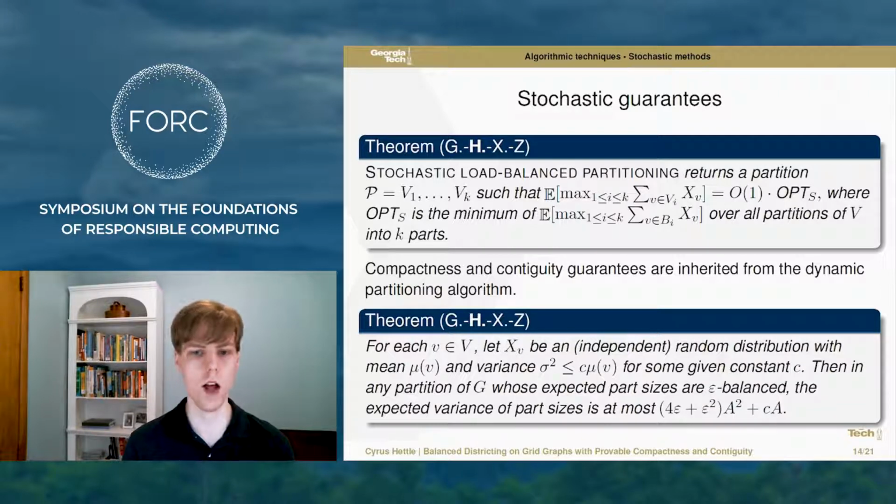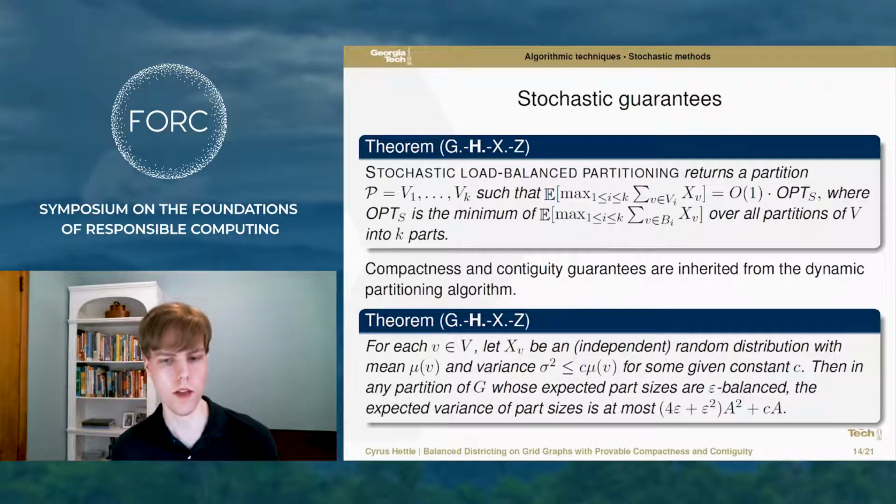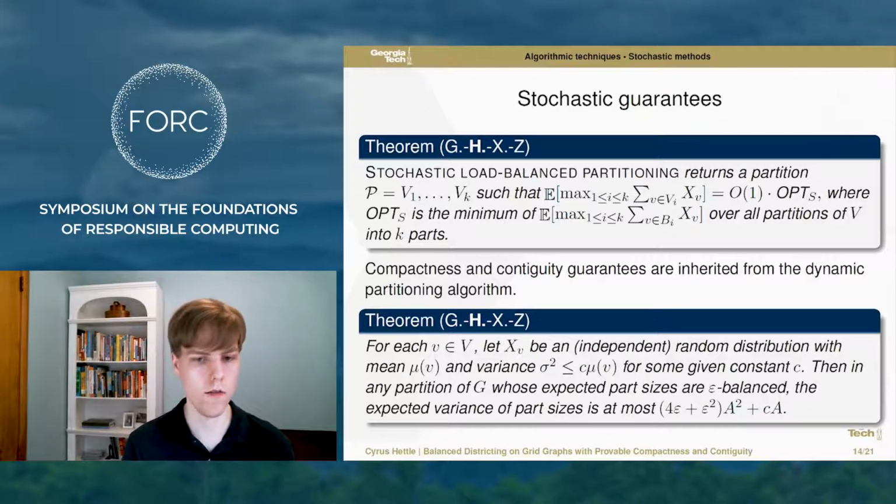Finally, we also have guarantees on the variance of the expected part sizes. So if our random distributions are relatively nice, so their variances aren't too big, at most some constant multiple of the mean of those distributions, then any partition that's epsilon balanced with respect to its expected part sizes also has a good bound on its expected variance of part sizes.